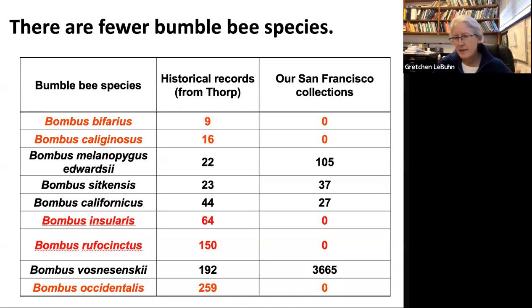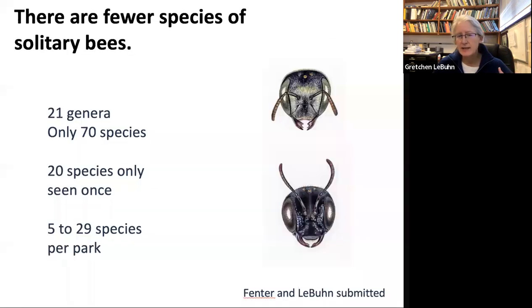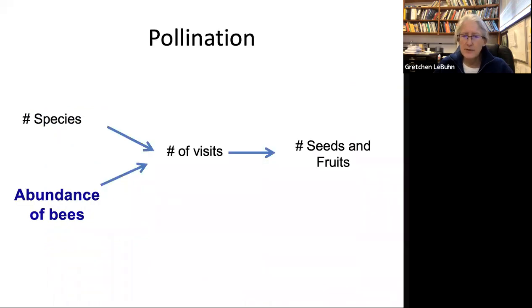We've seen the same thing. We've repeated this study looking at solitary bees. We found only 70 species when there are over 150 documented in San Francisco. And so we know that the number of species of bees is in decline in a lot of regions. Well, what about abundance? We also found that there was a much lower abundance of bees.